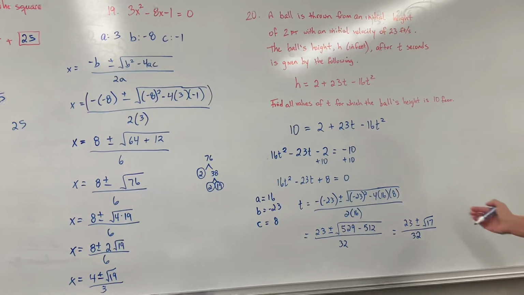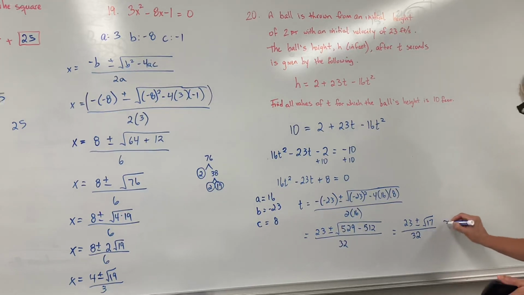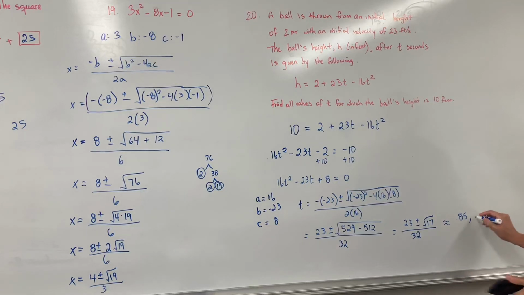So in my calculator I would do 23 plus the square root of 17 and then divide that answer by 32. And I round it to 2 places, I would get 0.85. And then I would go back and do 23 minus the square root of 17 and then divide that answer by 32 to get 0.59. So those are the 2 answers.